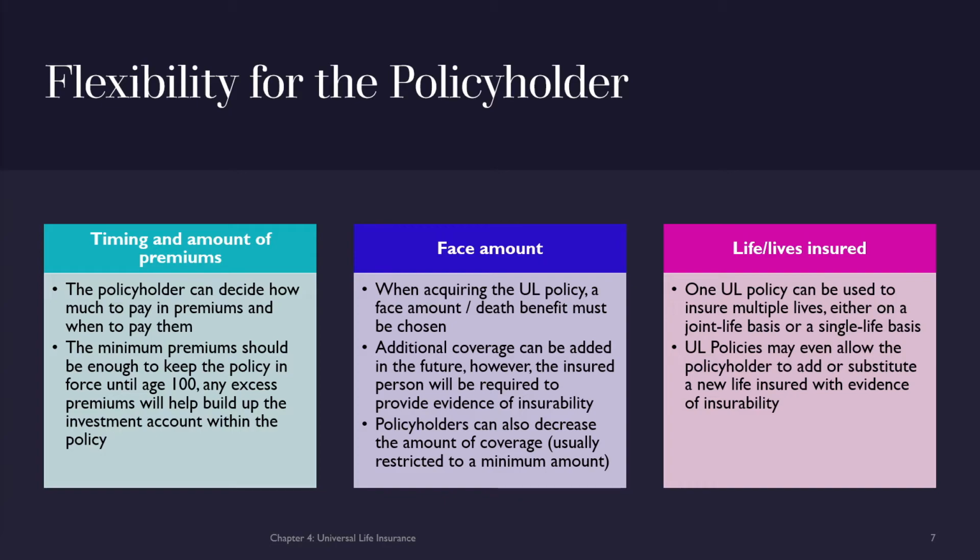Also, there's flexibility for the life or lives insured. So one UL policy can be used to insure multiple lives, either on a joint life basis or single life basis. UL policies may even allow the policy holder to add or substitute a new life insured. Of course, you will need evidence of insurability for this.